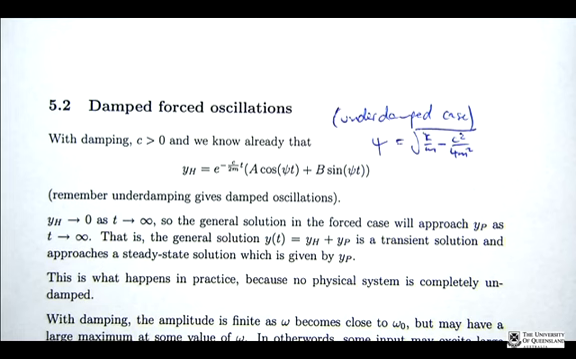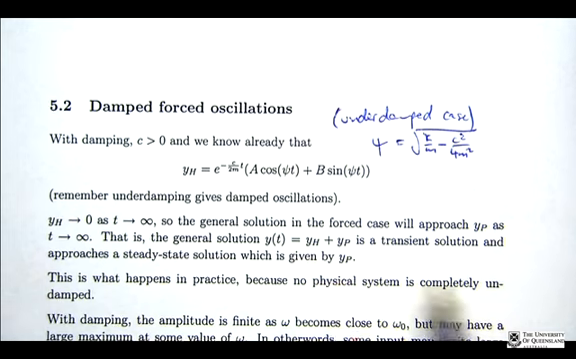So now this is where I can introduce these concepts of a transient solution and a steady state solution. What we say is that this general solution, and in fact even the solution that corresponds to some initial conditions, is a transient solution. So transient meaning temporary, or it goes away after a period of time.